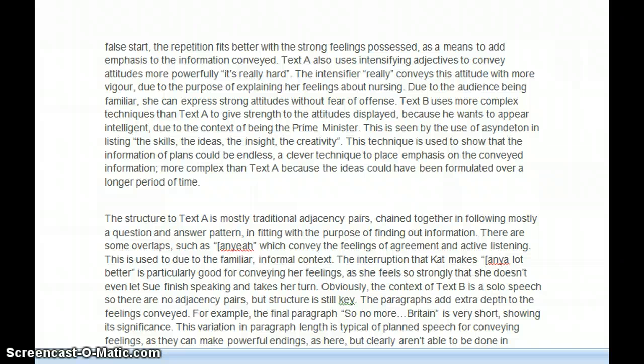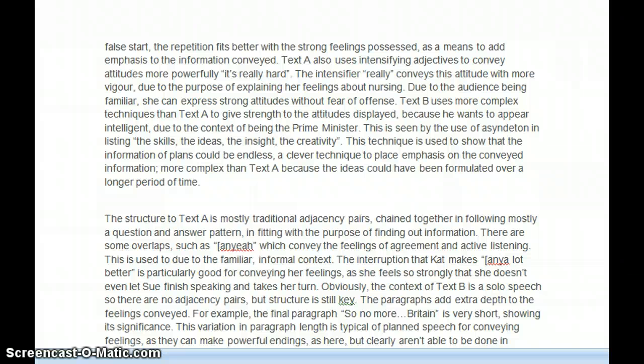Text B uses more complex techniques than text A to give strength to the attitudes displayed. This is seen by the use of asyndeton in listing: the skills, the ideas, the insight, the creativity. This technique is used to show that the information and plans can be endless. A clever technique, don't evaluate the technique. To place emphasis on the conveyed information, more complex than text A because the ideas could be formulated over a longer period of time. I think get rid of that.